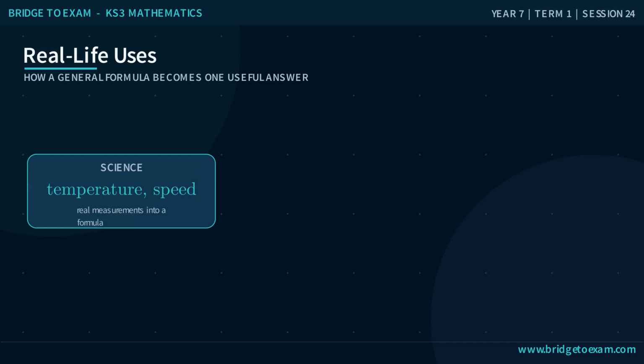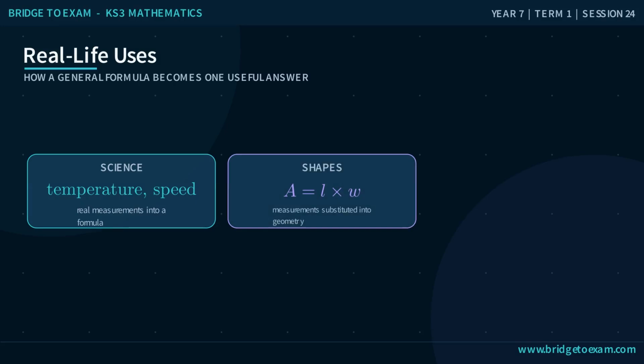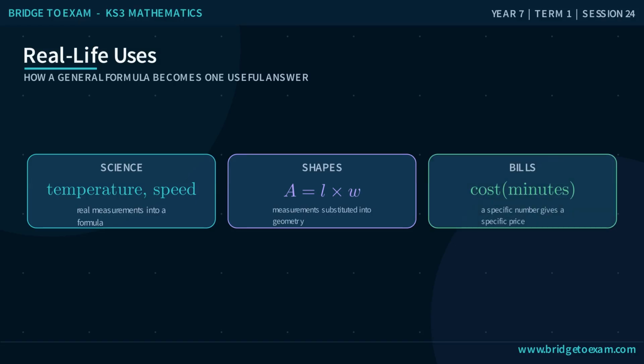Converting a temperature or finding speed from distance and time both substitute real measurements into a formula. Working out the area of a shape from its measurements is substitution into a geometry formula. Even a phone bill formula needs a specific number of minutes substituted in before it gives you an actual price.